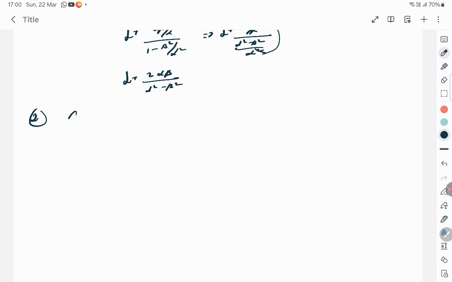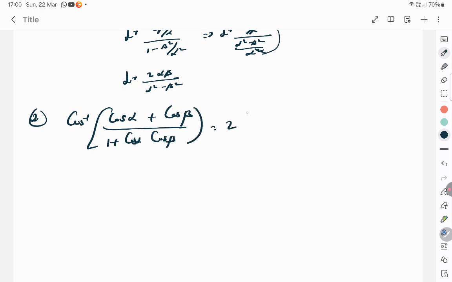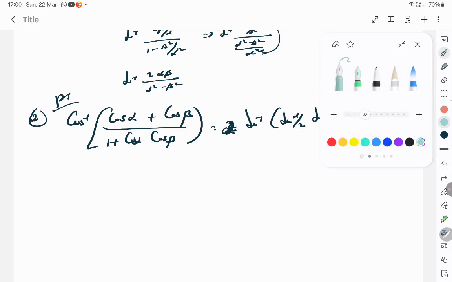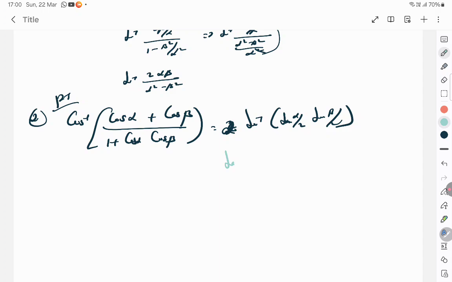The next question was cos inverse of cos alpha plus cos beta by 1 plus cos alpha cos beta is equal to 2 into tan inverse of tan alpha by 2 tan beta by 2. The moment you see this, it's prove that sum, okay? So I prefer to solve from the right hand side because you already have a 2 here, 2 tan inverse of x. This whole thing is like x. And so tan inverse of 2x by 1 minus x square.